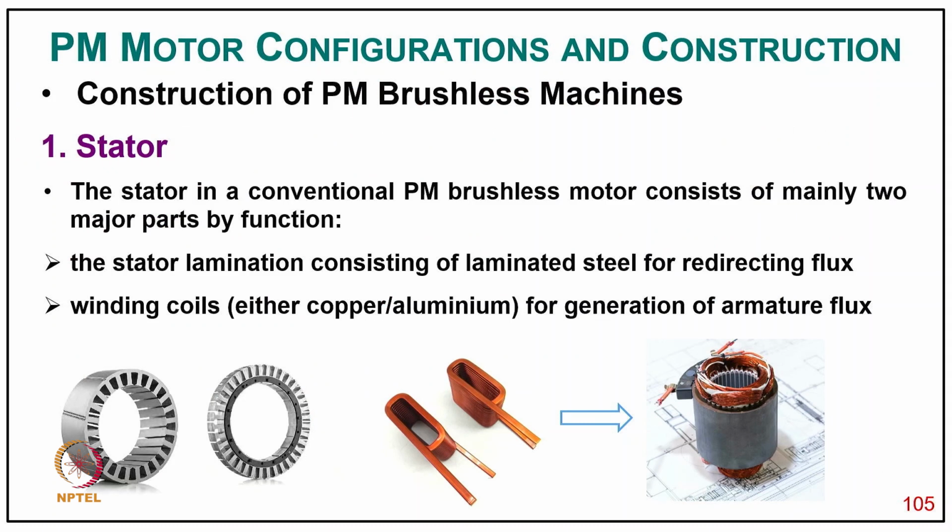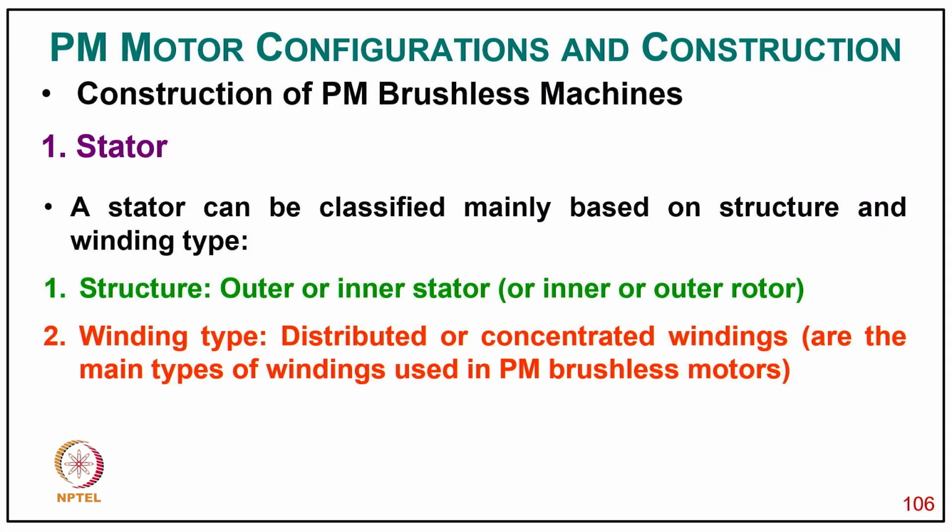And typically coming to the construction of this, we have first the stator, as shown in the figure, laminations, and then of course you have a winding, as shown here, a wound coil, and then put in the winding. So a stator in a conventional permanent brushless motor consists mainly of two parts: the steel stator lamination, consisting of laminated steel and typically carrying flux, and winding coils, either copper or aluminum, for generation of armature flux.